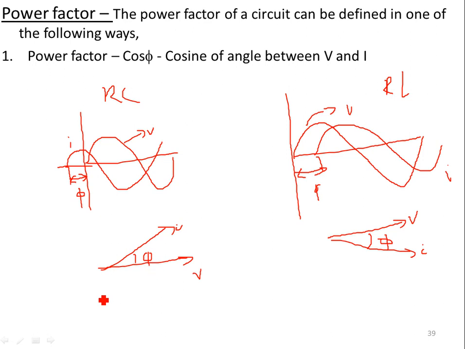So what is basically power factor? Power factor is the cosine of the angle between voltage and current. Here, the angle between voltage and current is phi, so that is cos phi. Cos phi is the cosine of the angle between voltage and current. That is the first definition.